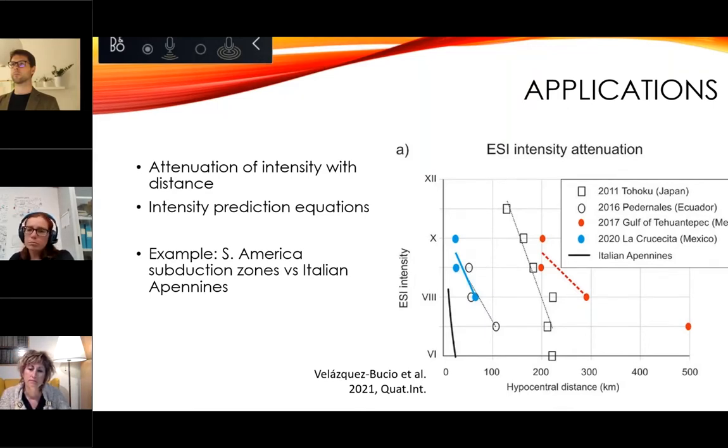In the image, there is one such attempt related to the South American subduction earthquakes, and the comparison with the Italian Apennines. Well, I put it here, this specific relation, because they have been the first to have been produced. But again, I believe that in the future, similar research will be made in a number of different seismotectonic and geographic settings.